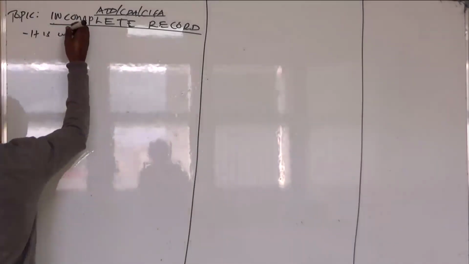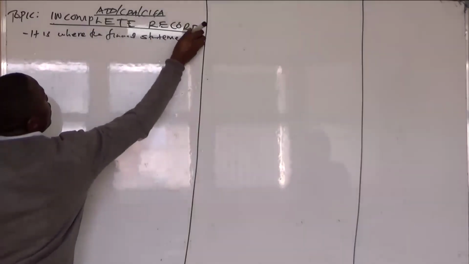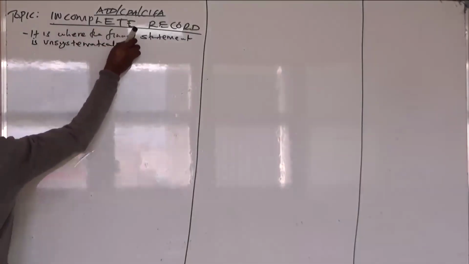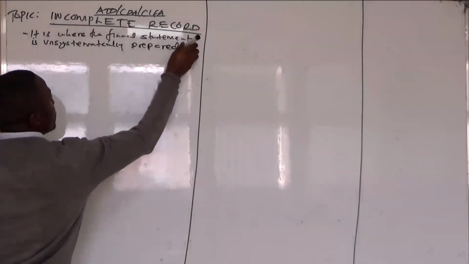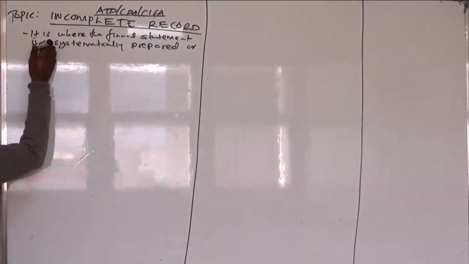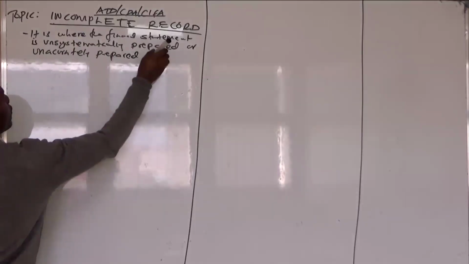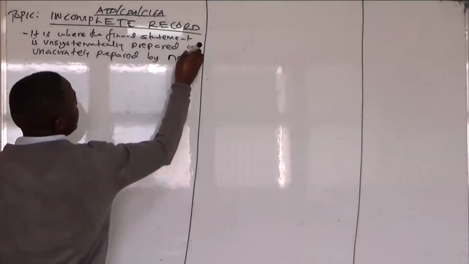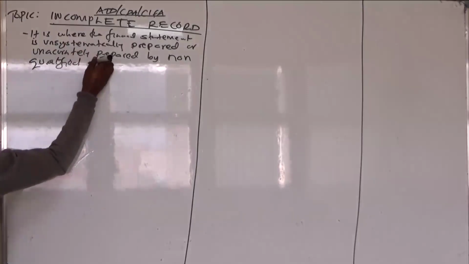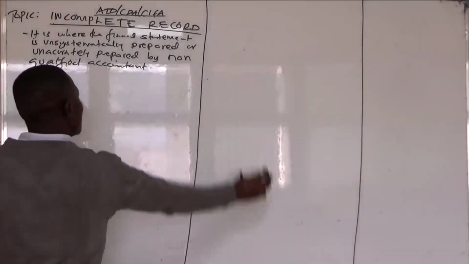Incomplete record is where the financial statement is unsystematically prepared or inaccurately prepared by a non-qualified accountant. So this is where we normally terms on what?